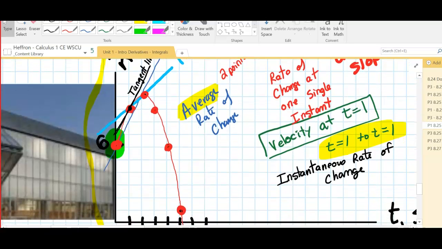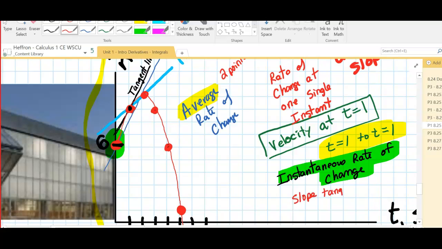So this instantaneous rate of change that I just defined is the same as the slope tangent to the curve at only 1 point. That's what a derivative is. And we're going to spend the next 4 months probably talking about derivatives. And that's what they mean.